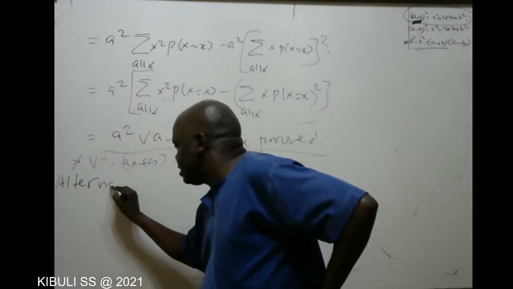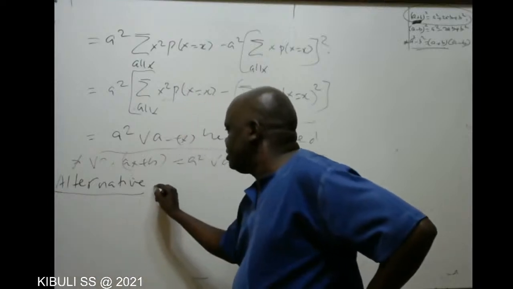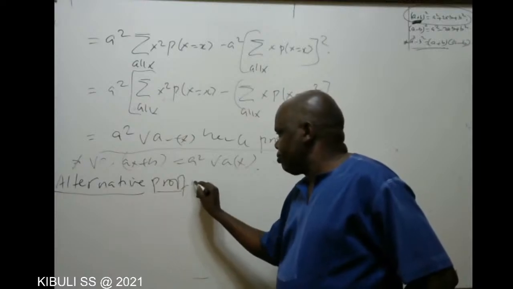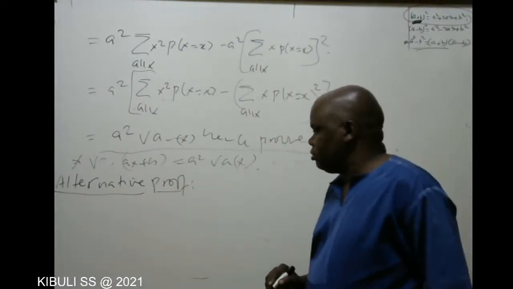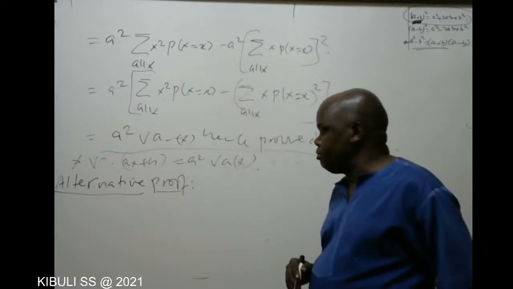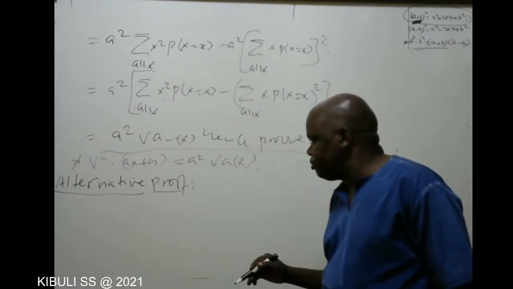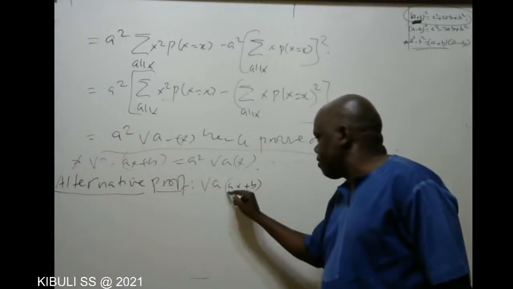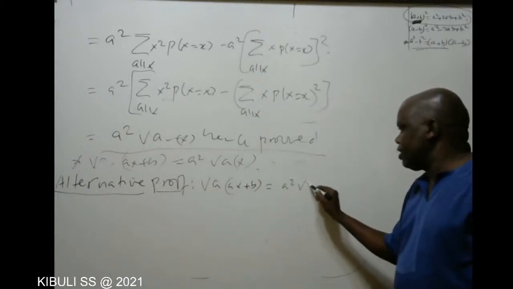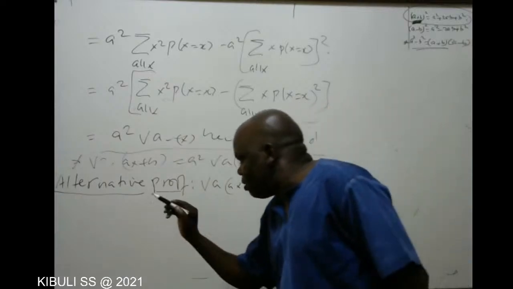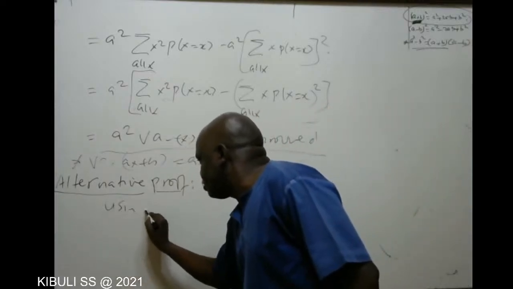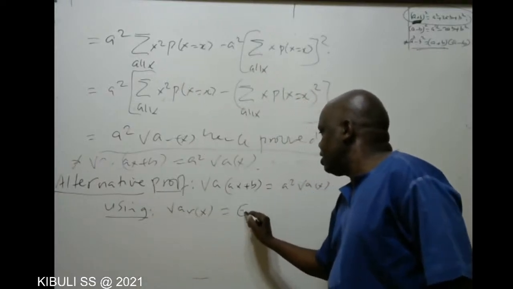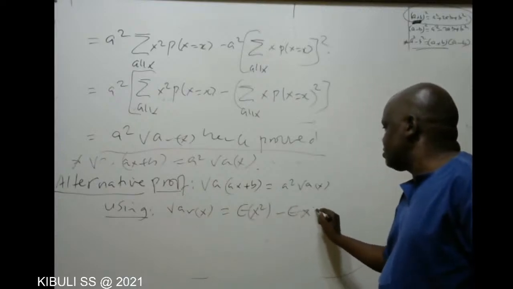But you must first understand the basic principles for you to use the alternative method or alternative proof. For all of them, by the way, if you have understood those basic principles, I want to use an alternative proof for variance of ax plus b being equal to a squared variance of x. You use the other one. This is the alternative proof, using var x being equal to E of x squared minus E of x, all squared.